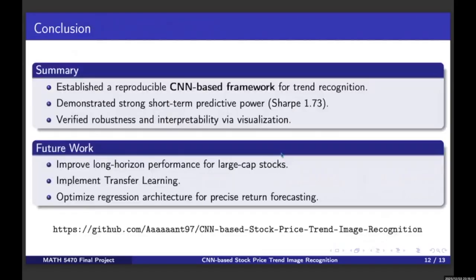And this is our conclusion of the project. And we established a reproducible CNN-based framework for trend recognition.